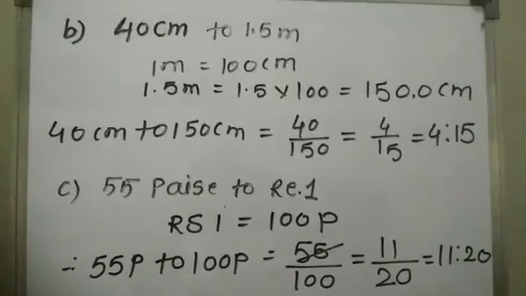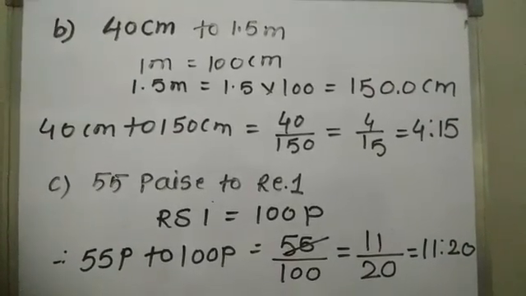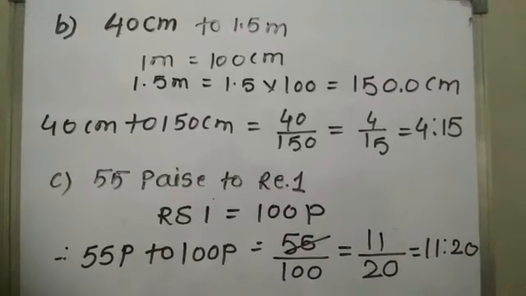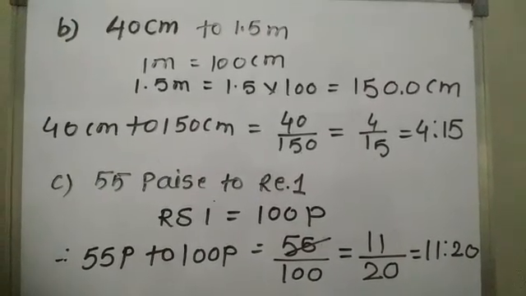So children, likewise you can find out the ratio of two quantities which are in the same unit. If they are not in the same unit, then we need to express them in the same unit and then we have to find out the ratio.